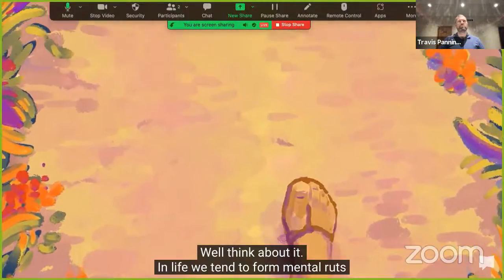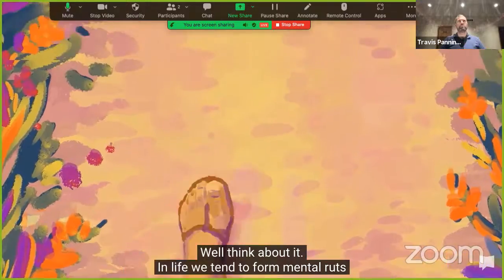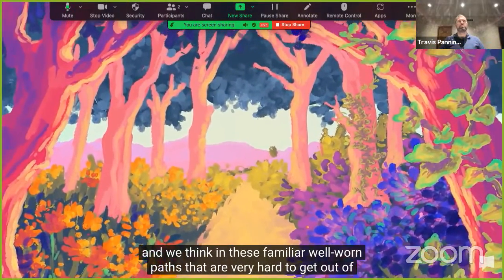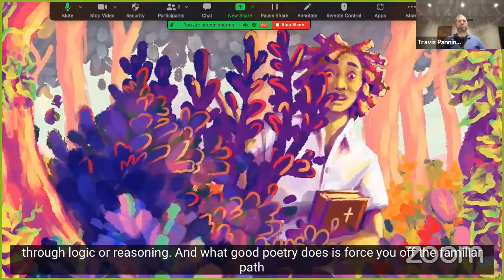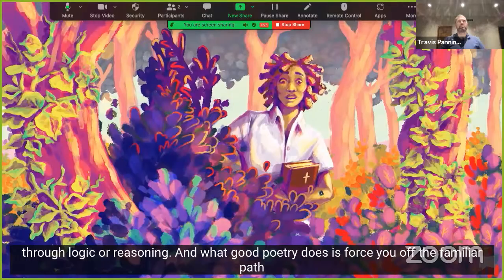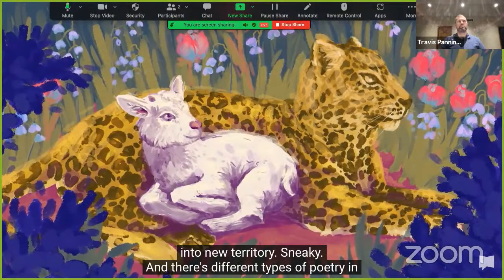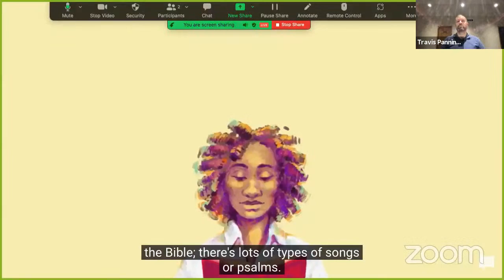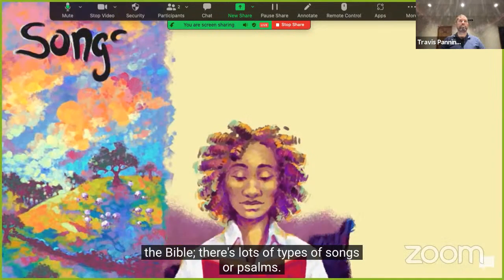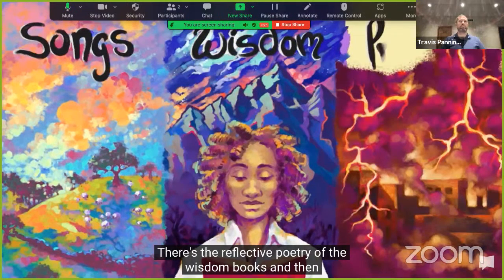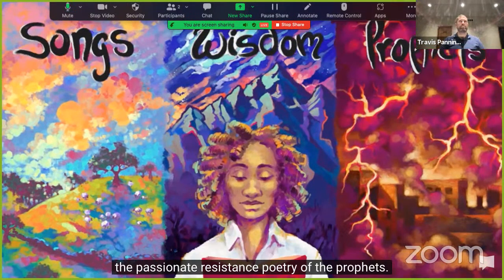Well, think about it. In life, we tend to form mental ruts, and we think in these familiar, well-worn paths that are very hard to get out of through logic or reasoning. And what good poetry does is force you off the familiar path into new territory. Sneaky. And there's different types of poetry in the Bible. There's lots of types of songs or psalms.